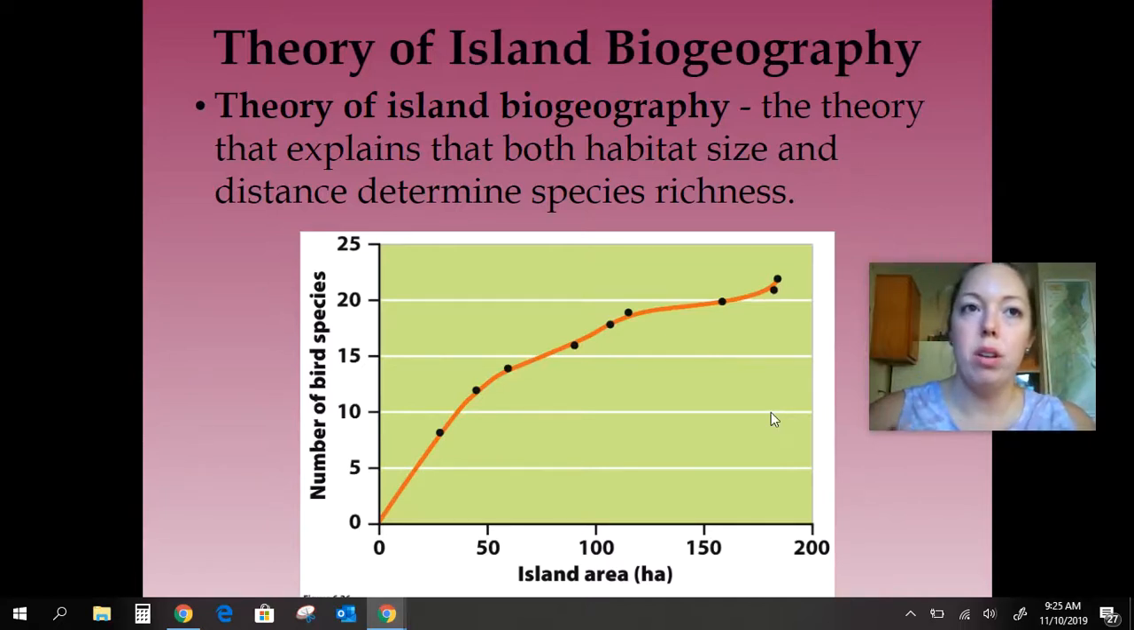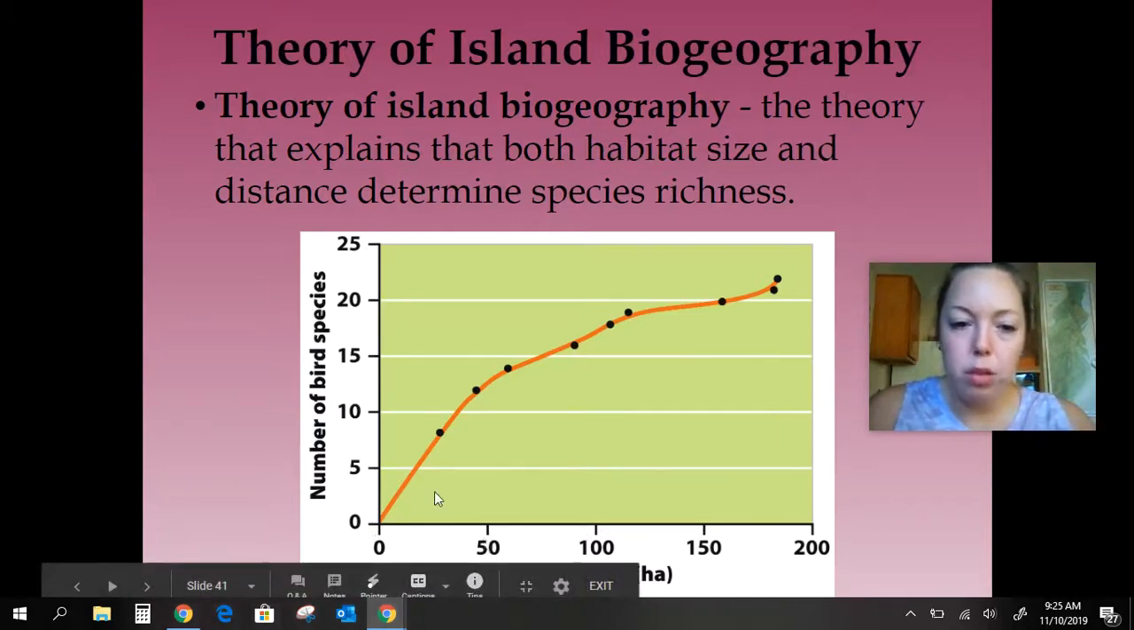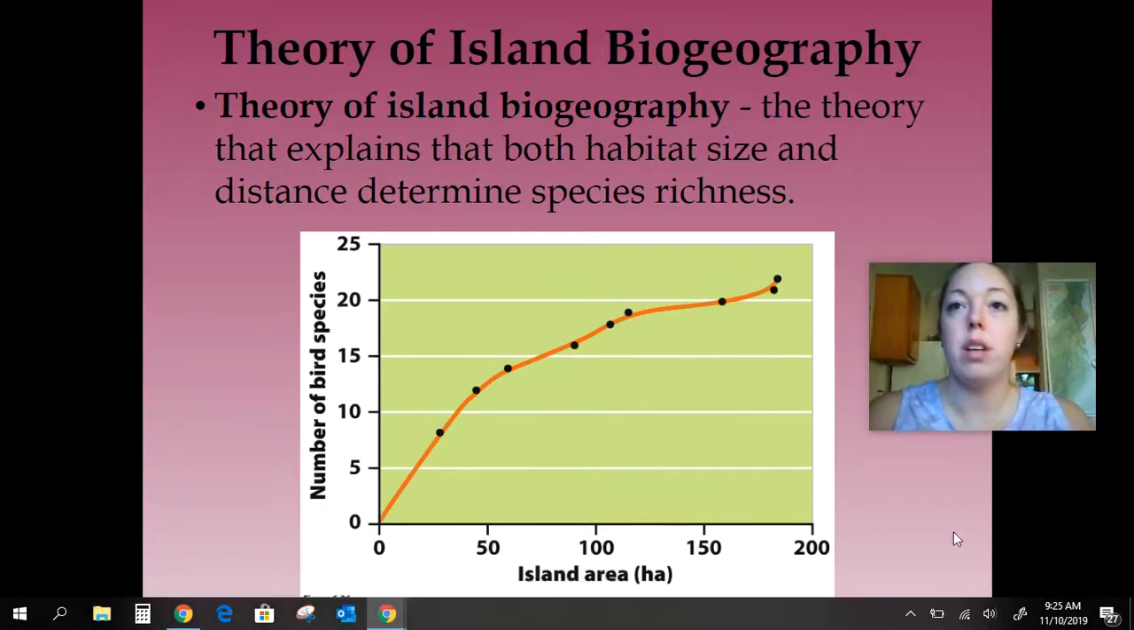It makes sense, but larger habitats typically contain more species. If you look at the graph here, I'm not going to move the mouse because otherwise it covers up the x-axis. You can see that the larger islands of bird habitat have a greater number of bird species. Down there on the x-axis, it says island area. As it goes up, so does the number of bird species. There's a couple different reasons, 3 reasons specifically, for this pattern.